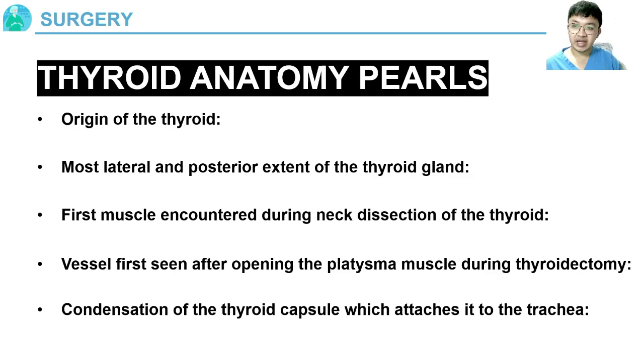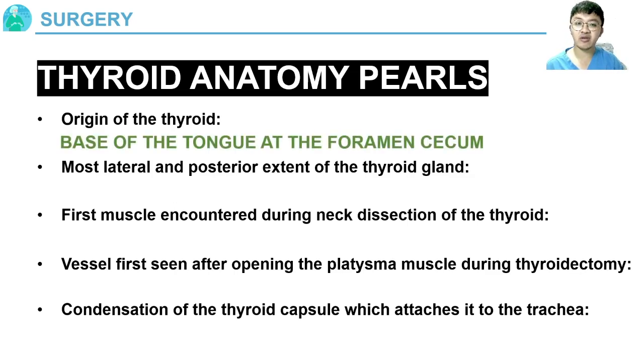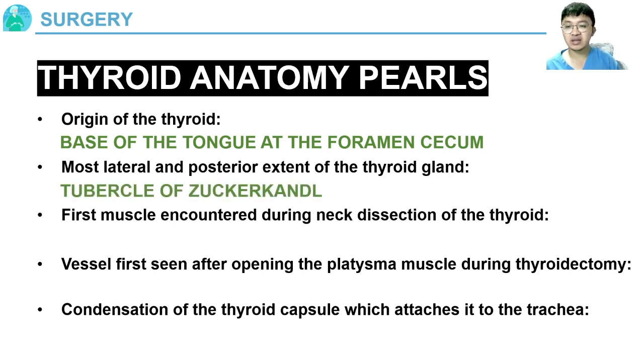So for the thyroid anatomy, it's the origin of the thyroid. It's in the base of the tongue at the foramen cecum. What's the most lateral and posterior extent of the thyroid gland? It's the tubercle of Zuckerkandl.